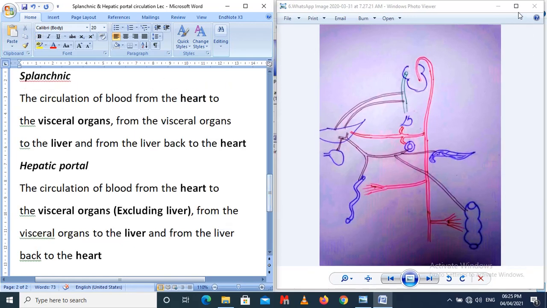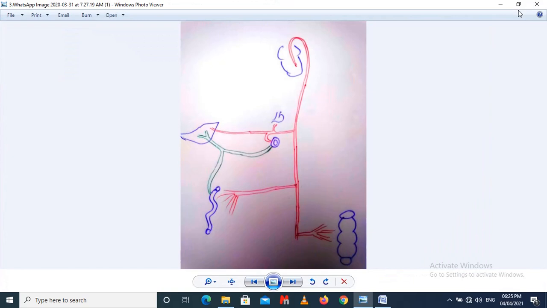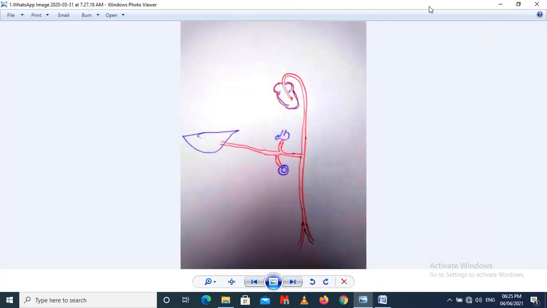So coming towards the first slide, in this slide we can see that this is the heart. From the left ventricle of the heart, the aorta arises. This aorta goes down as the descending aorta, and over here it gave a branch, and this branch is called the celiac trunk. This celiac trunk supplies blood to the stomach, to the liver, and to the spleen. This is the gastric artery, this is the hepatic artery, and this is the splenic artery.